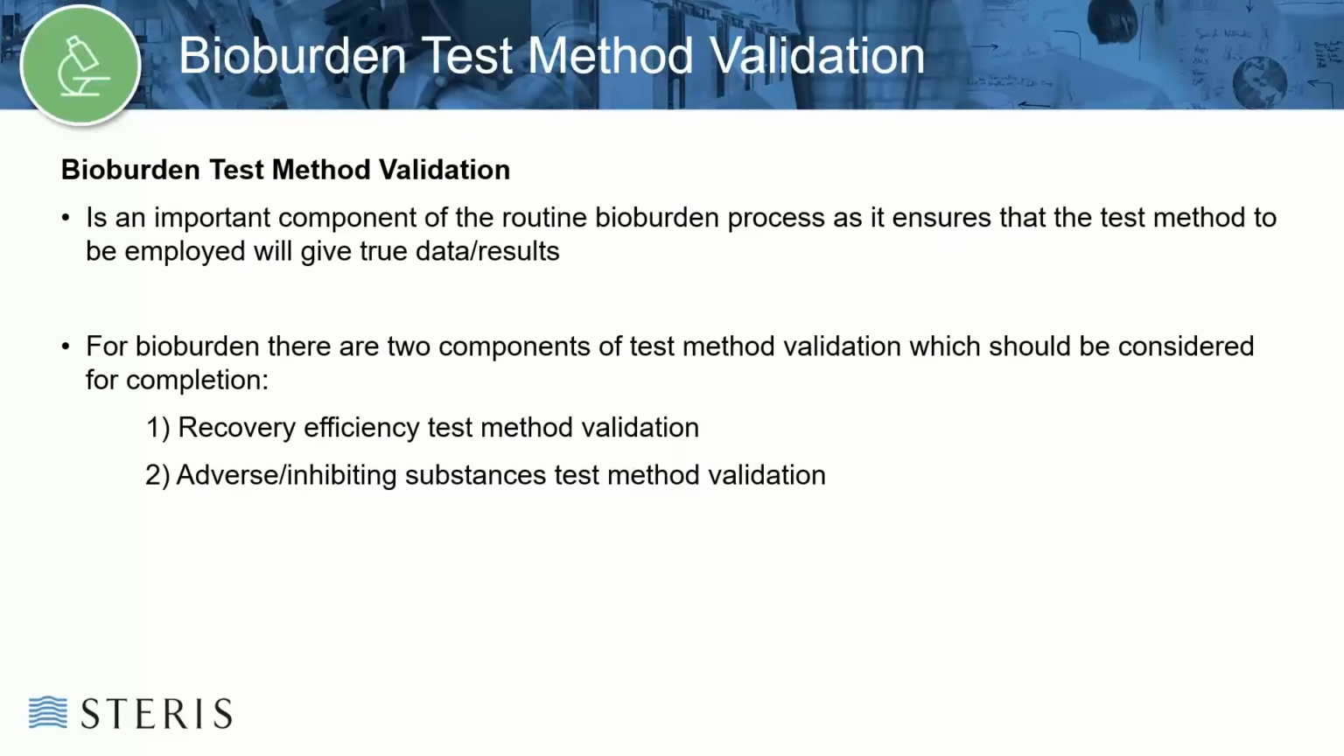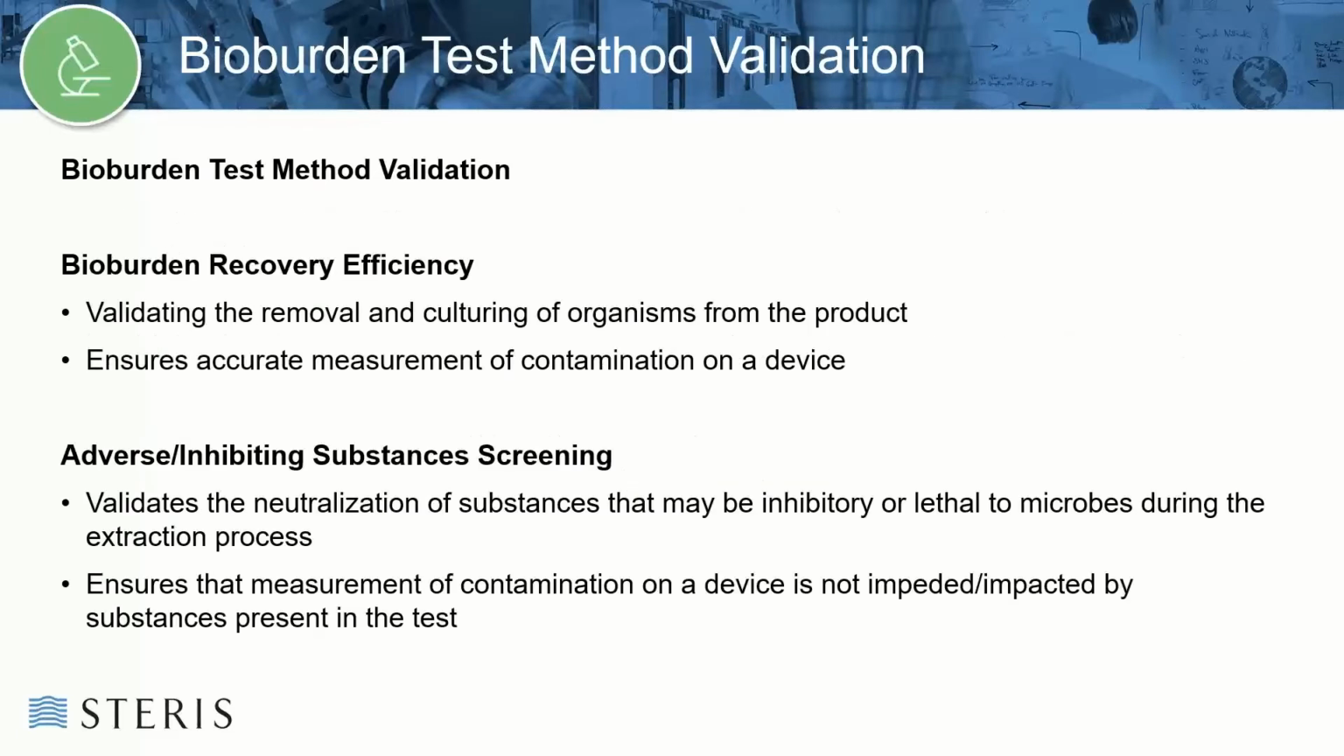For bioburden, there are two components of the test method validation which should be considered for completion: the recovery efficiency test method validation and adverse or inhibiting substances screening. There are two parts of the bioburden test method validation. The first, bioburden recovery efficiency, which is the test validating the removal and culturing of organisms from the product. The test method validation for recovery efficiency is important to ensuring accurate measurement of the contamination on the device.